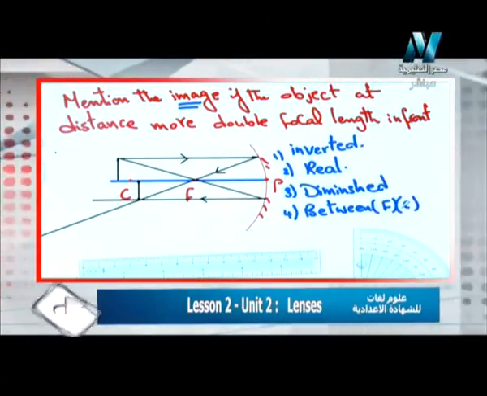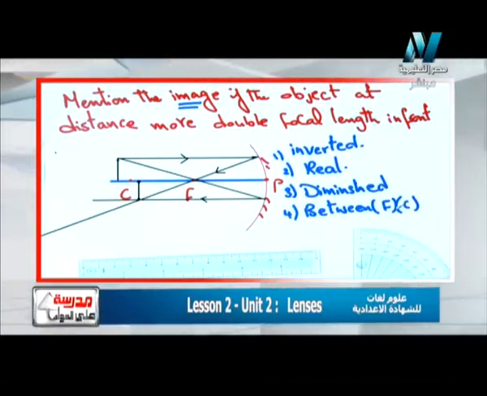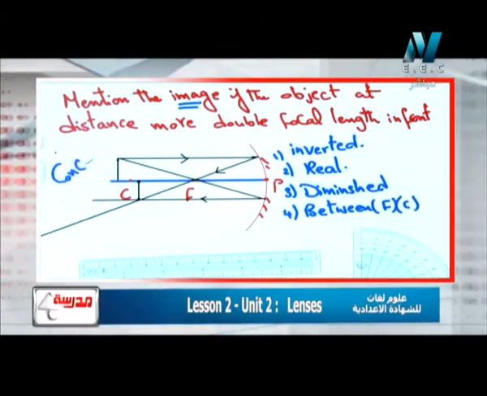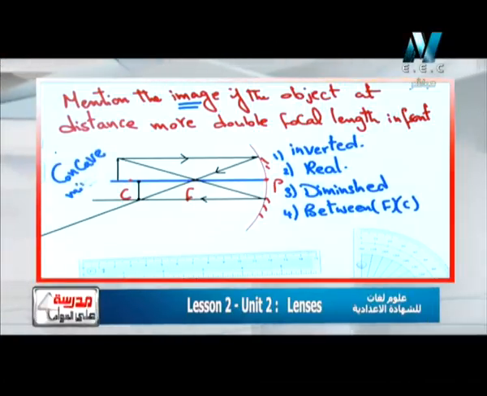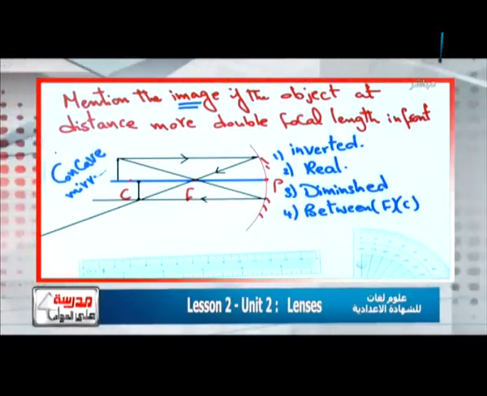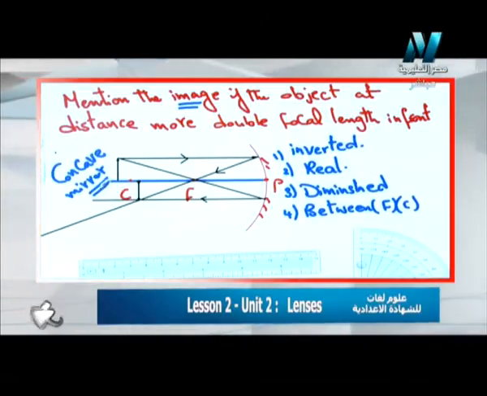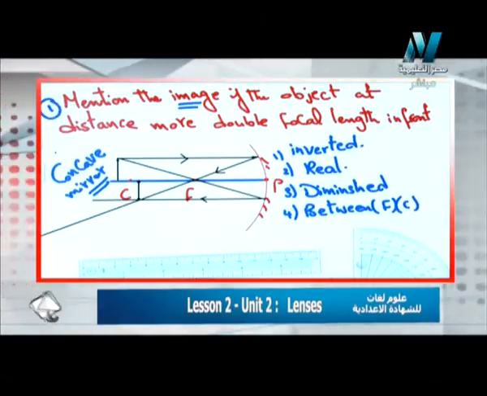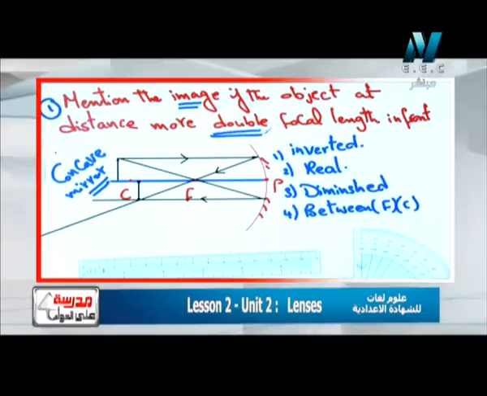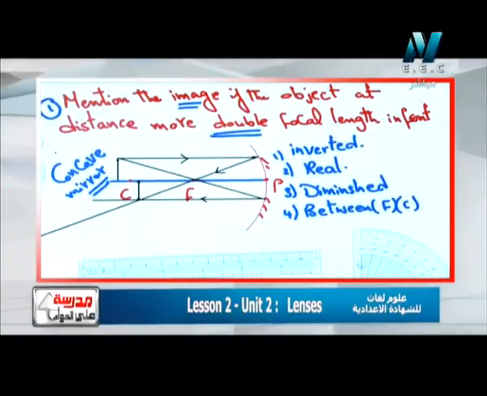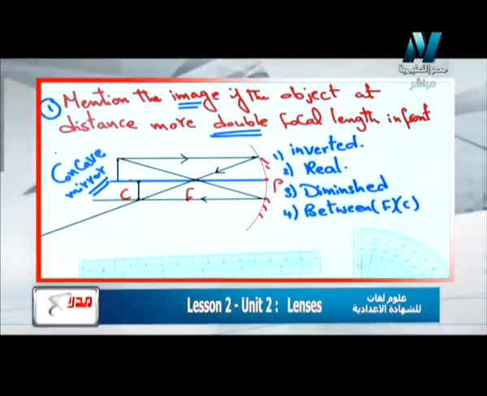Here, if we deal with this question as an object in front of a concave mirror, it is a prediction, as we said. Okay, mirror, in a concave mirror. But if we have the same question, هناخد نفس السؤال, the image if the object is at a distance more than double the focal length in front of a convex lens. What do we take here? We take it as a convex lens. ممكن نعملها كده، convex lens.